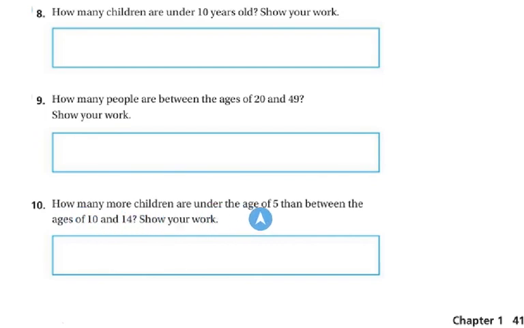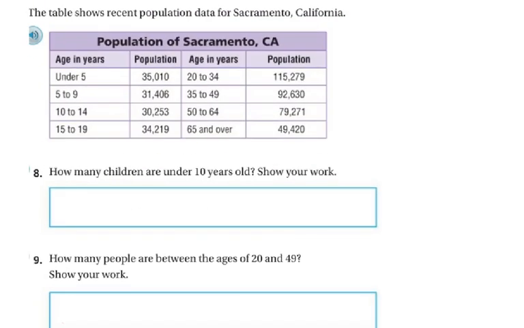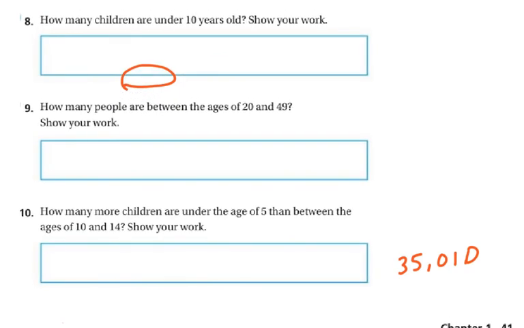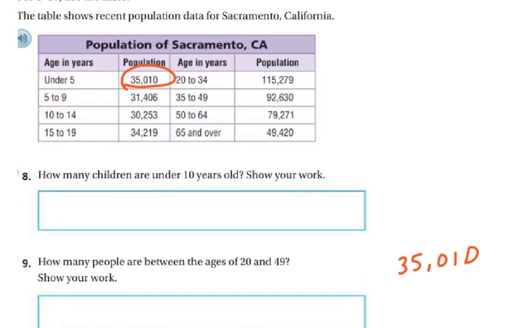How many more children are under the age of 5 than between the ages of 10 and 14? Show your work. So under 5, I have 35,010. I'm going to put it over here. And between the ages of 10 and 14, we have 30,253.